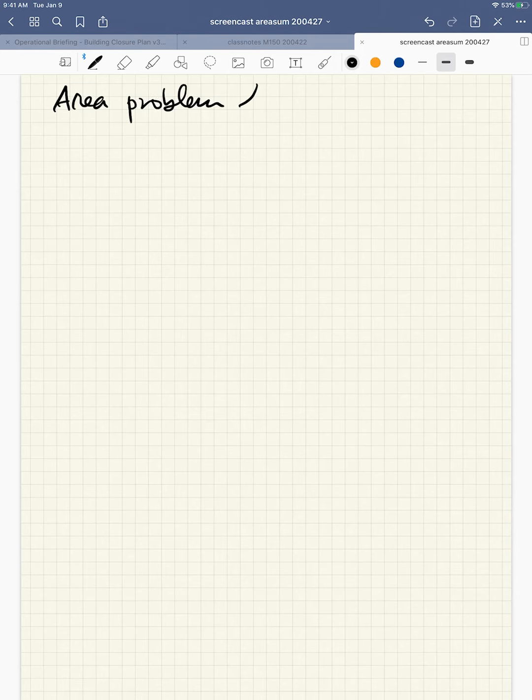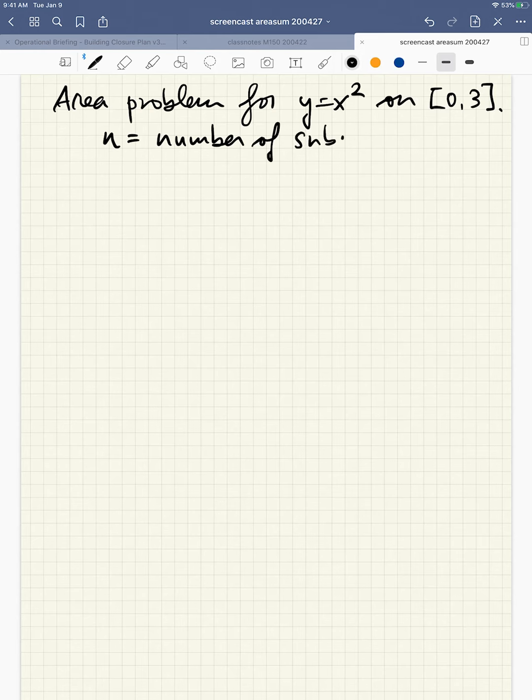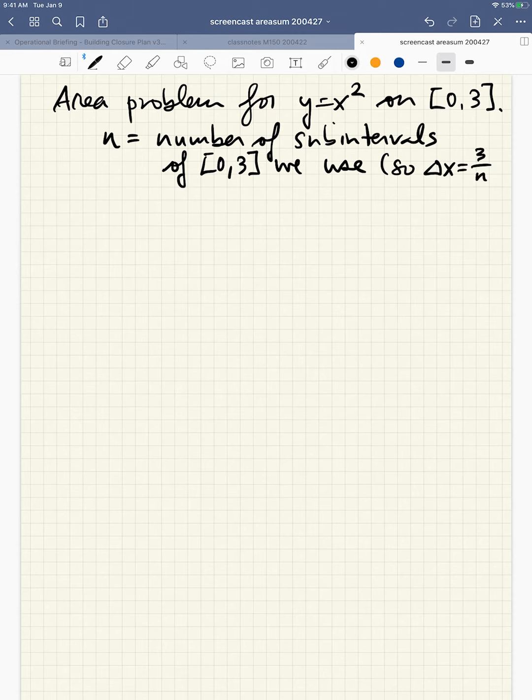It was the graph of y equals x squared on the interval from 0 to 3. Basically, I let n be the number of subintervals of [0, 3] we use. And remember, we're going to use subintervals of equal width. So the width of those subintervals is going to be 3 over n.